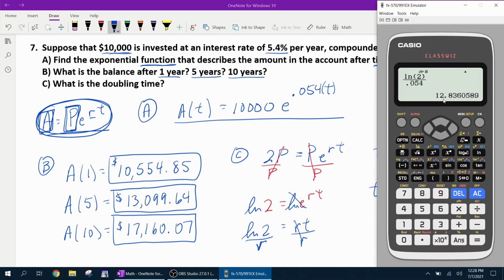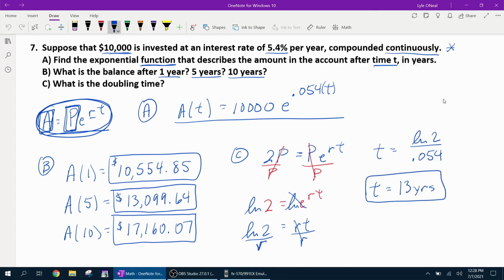So we're going to go ahead and round that to the nearest whole number, even though they don't specify where to round to. That would be 13 years. And do you understand what that means? That means it's going to take 13 years for our $10,000 investment to grow to $20,000.